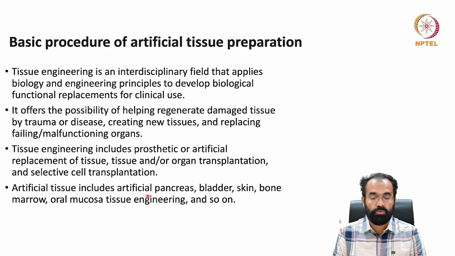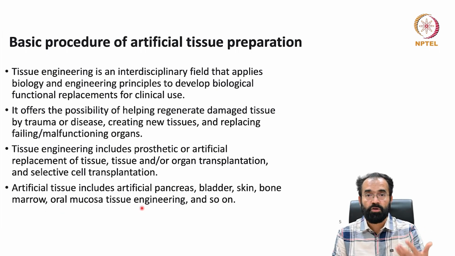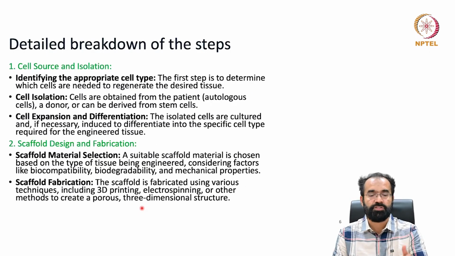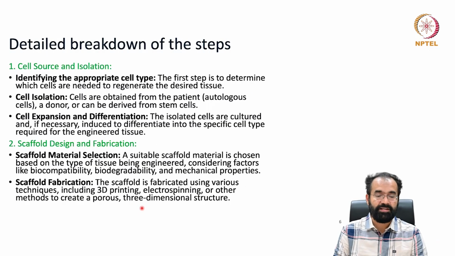Artificial tissues include artificial pancreas, artificial bladder, skin, bone marrow, oral mucosa. These all can be made by tissue engineering, and the list continues. These are not the only tissues. These are all used extensively for various clinical applications. So let us look into the detailed breakdown of these steps.